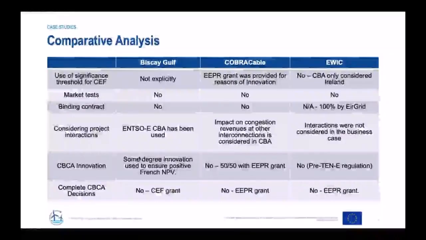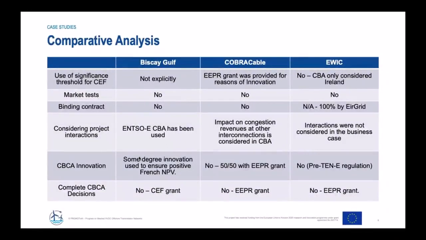In the comparative analysis, we used 3 cases for which the CBCA was available publicly, namely the Bay of Biscay, Cobra Cable, and the EVIC. As you can see, there is a lot of scope for improvement, especially in terms of market tests, where no market tests were done, binding contracts, and in the case of complete CBCA decisions. As all cases had a CEF grant request or an EEPR grant request, we can consider that none of them were complete CBCA decisions. Our analysis also indicated 3 key recommendations for a meshed offshore grid, namely from the perspective of considering project interactions, use of significance threshold, and binding commitments. Let's get into more details on these.